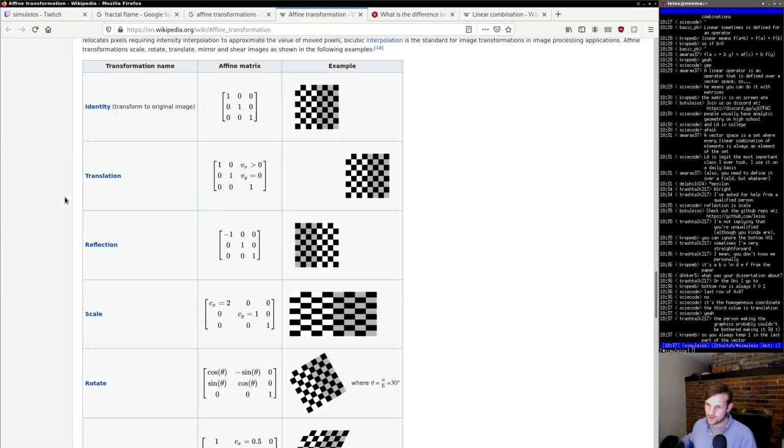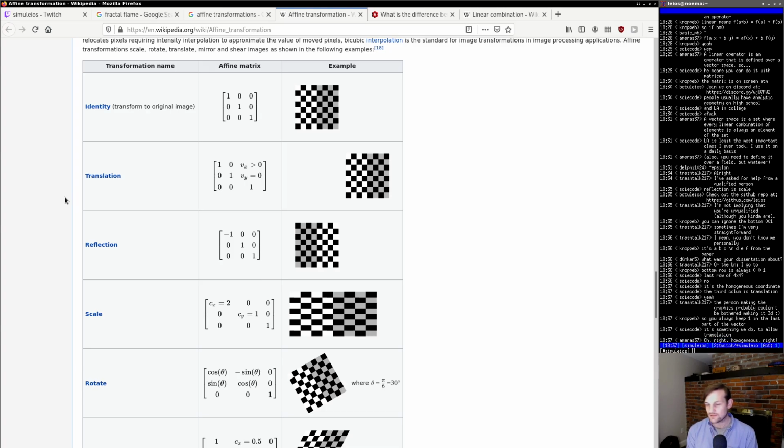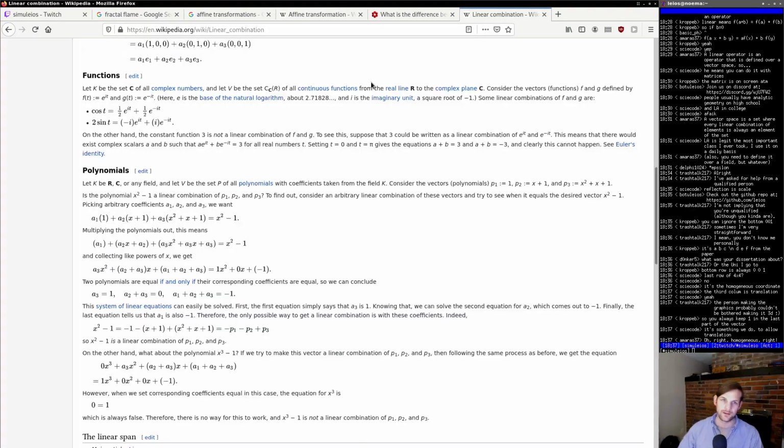The person making the graphics probably couldn't be bothered making it 3D. You always have to keep 1 in the last part of the vector. It's something we do to allow translation. Right, I can imagine that. Yeah, you need it to allow translation. And that's fine, if that's what you want. But why is it called homogeneous? What is a homo? I'll Google that.